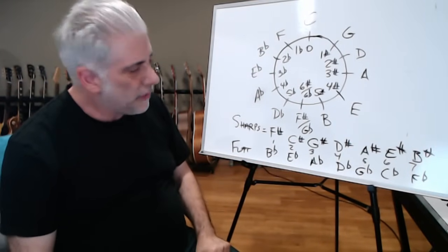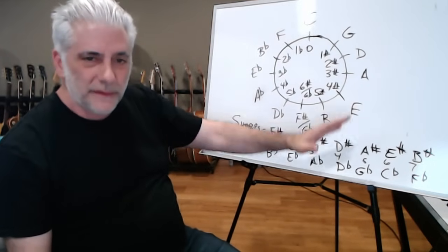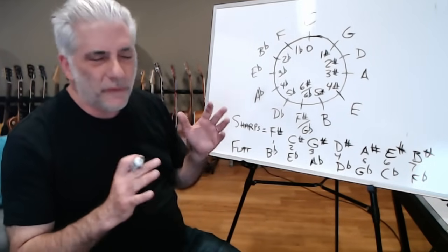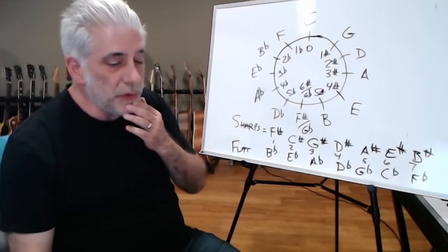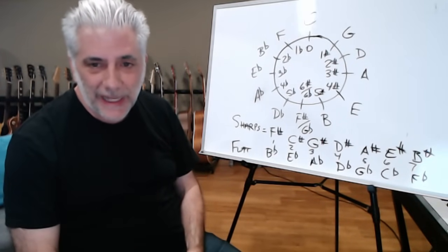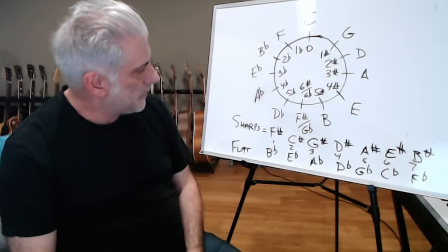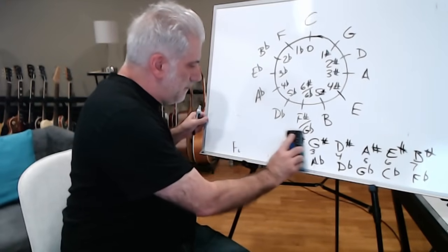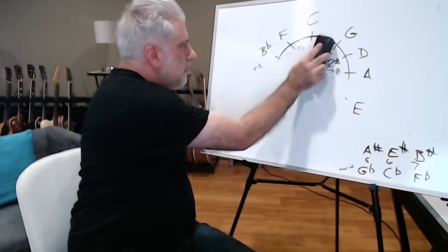Okay? So if you know this circle of fifths, and you know that 1, 4, and 5 are major, 2, 3, and 6 are minor, and 7 is diminished, then you can plug those chords in any particular key. Okay? So if I were to look at a progression like, let's say I do this.